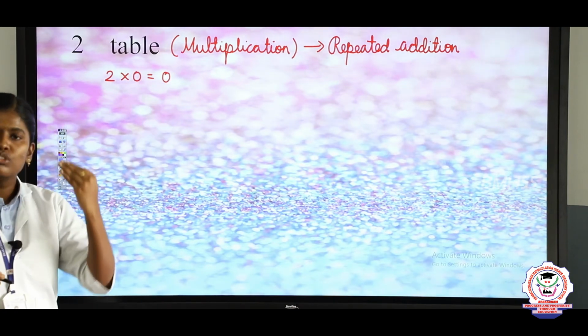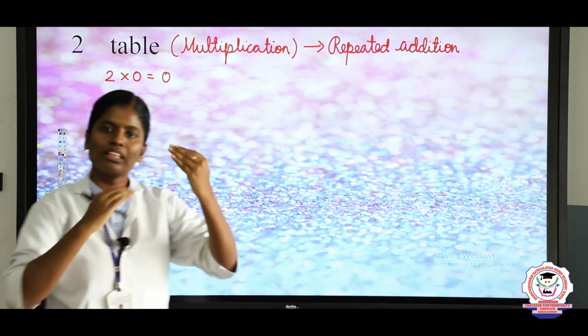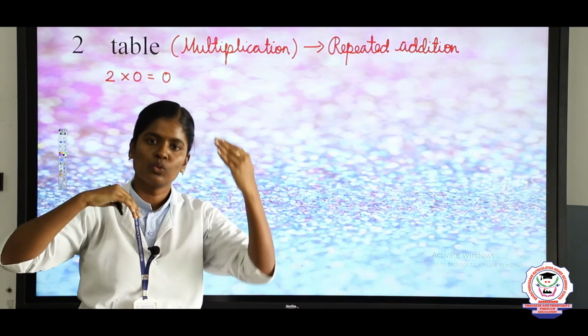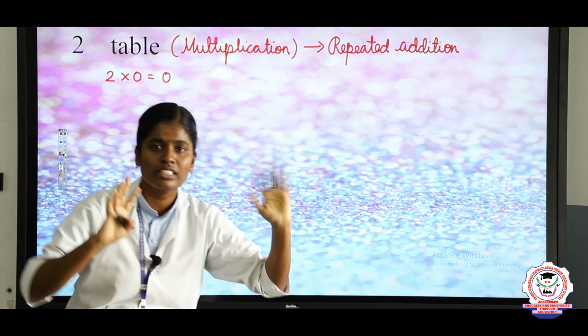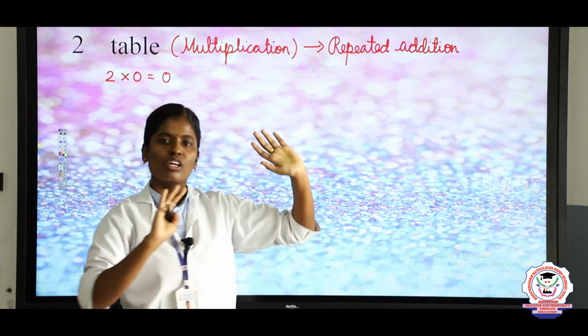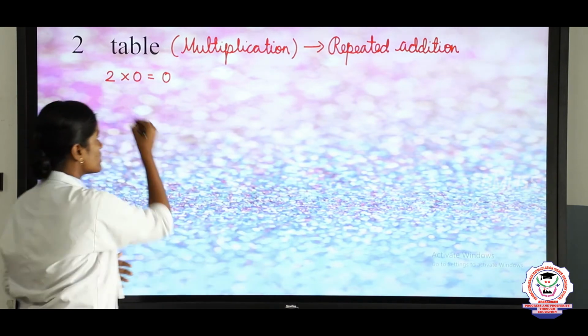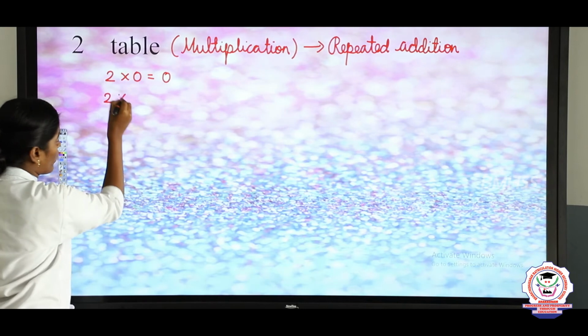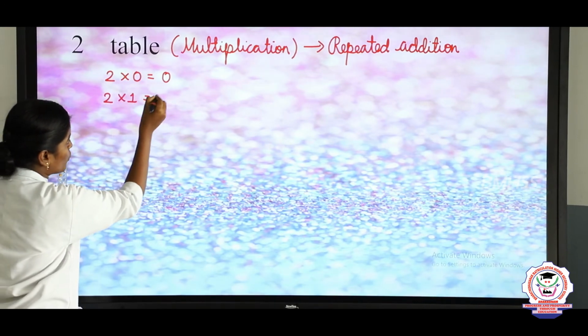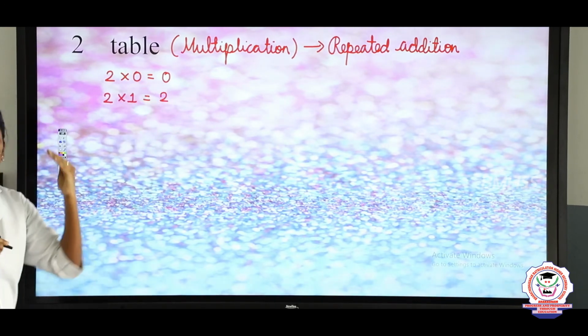Next you will write 2 ones are. After 0, the natural numbers start with 1, 2, 3, 4, 5, 6, 7, 8, 9, and it goes on. So the table is 2. Write 2 ones are 2. That is 2 times of 1.